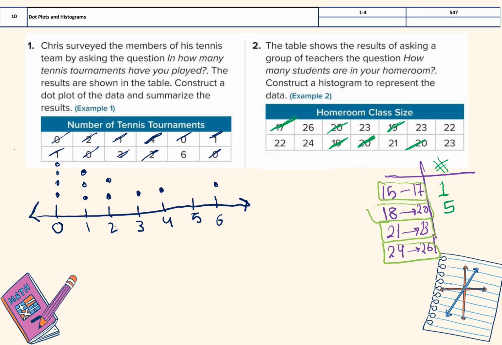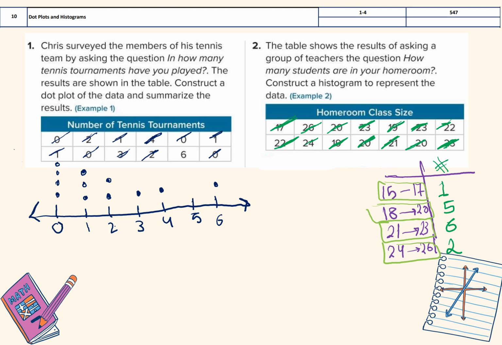So now how many numbers between 21 and 23? 21, we have 1, 2, 3, 4, 5, and 6. We have 6 numbers between 21 and 23. Finally, let's find out how many numbers between 24 and 26. We have only 2 numbers. So that is the first step.